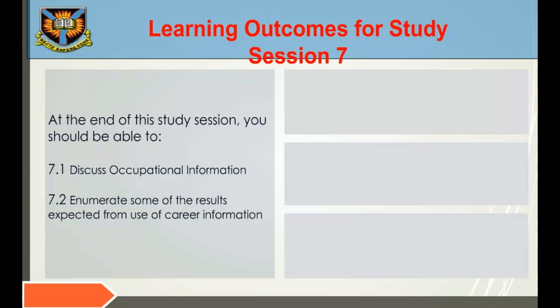Learning outcomes. At the end of this study session, you should be able to: 1. Discuss occupational information. 2. Enumerate some of the results expected from use of career information.